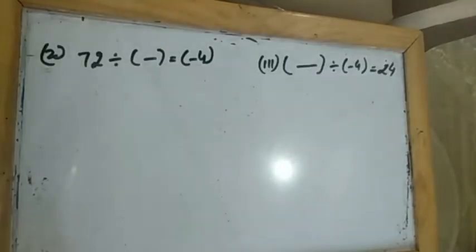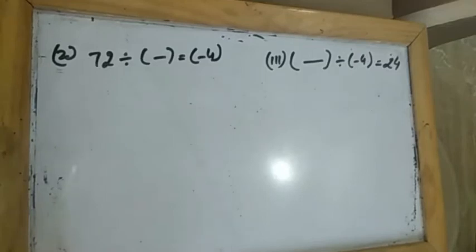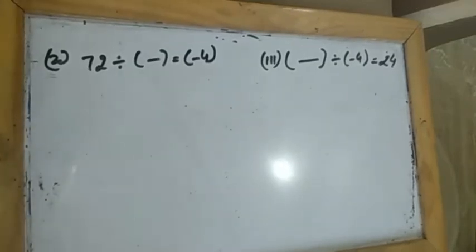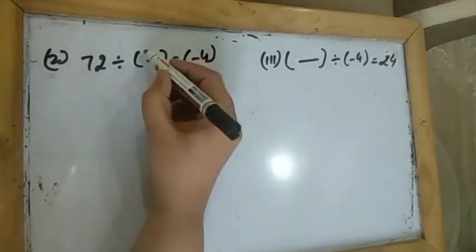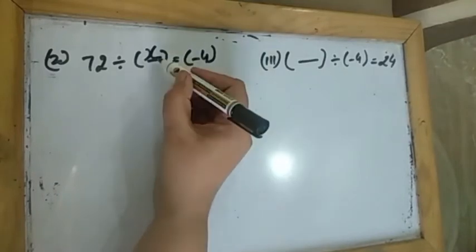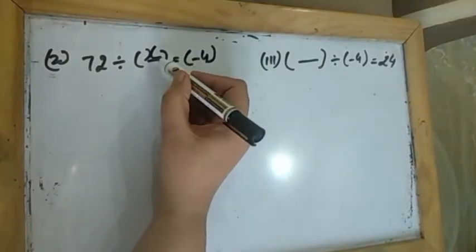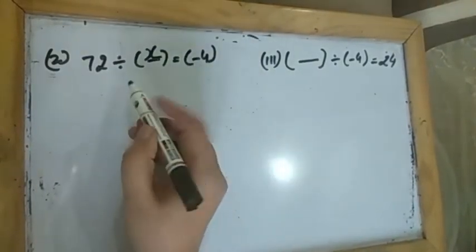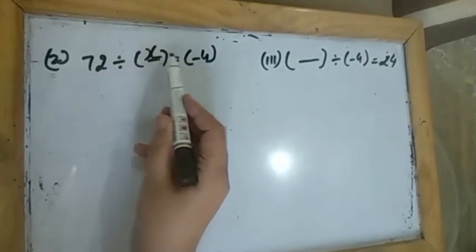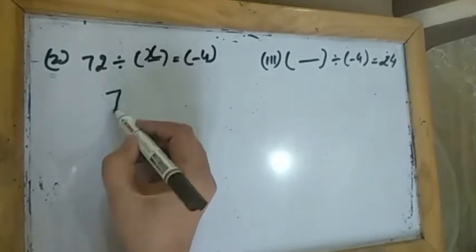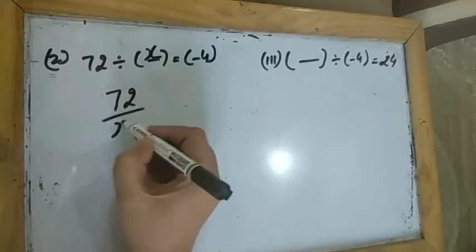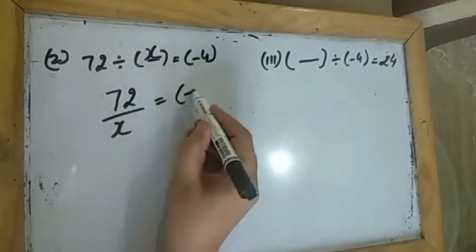Okay class, now I start with the next question. The second question, here some blanks are given and you have to fill them up. So I'll teach you one method for how to fill the blanks. For the blanks, I can use X because I have to find this out. So I can write X over here. It says 72 divided by X is equal to minus 4.